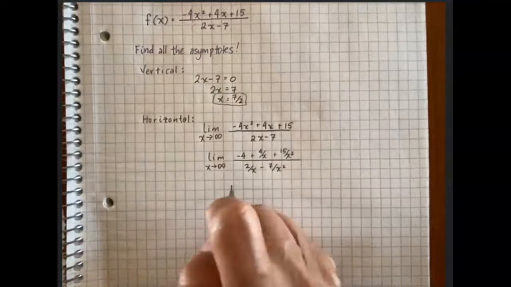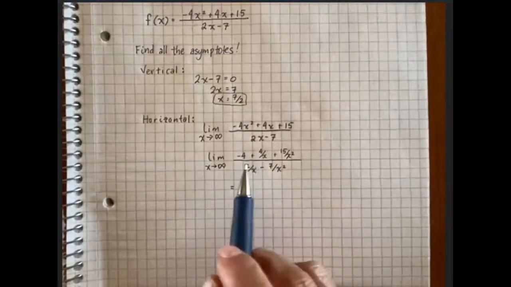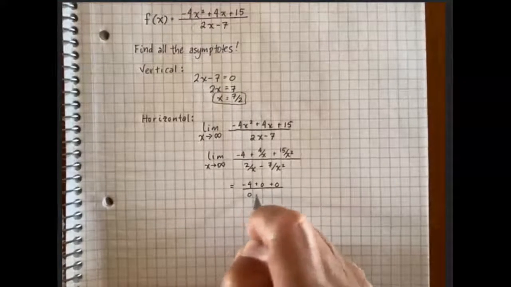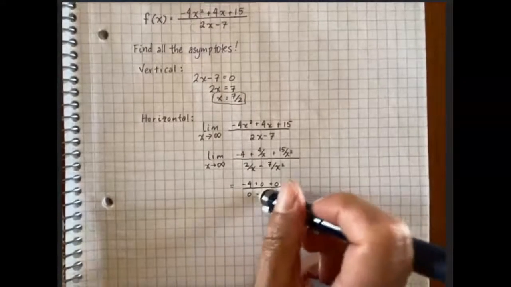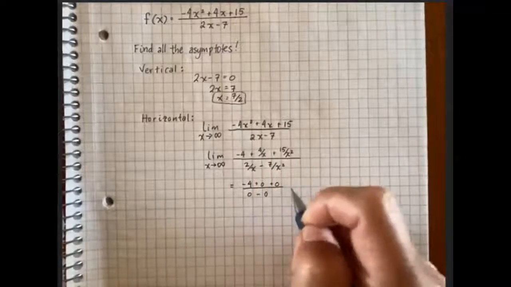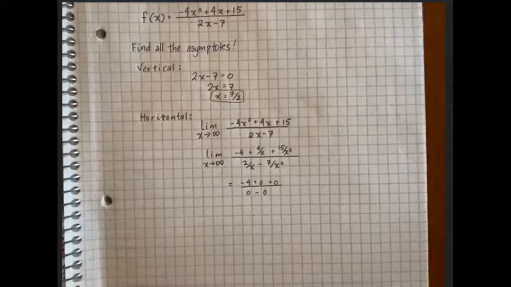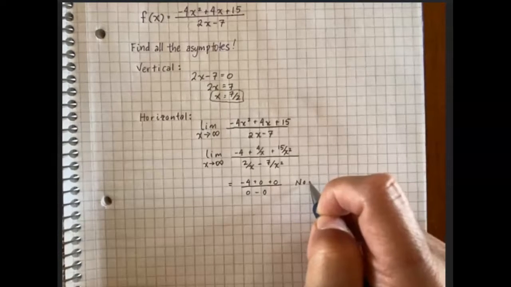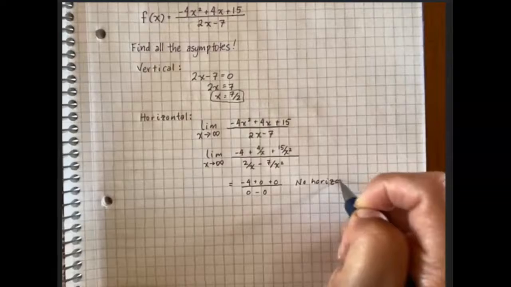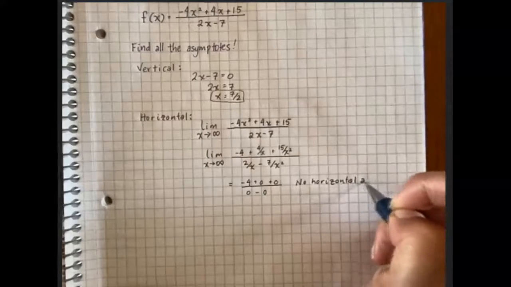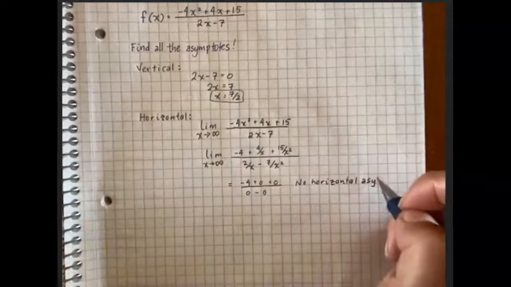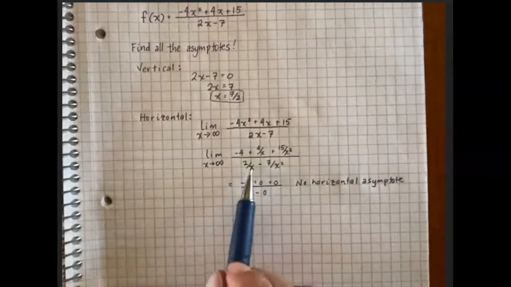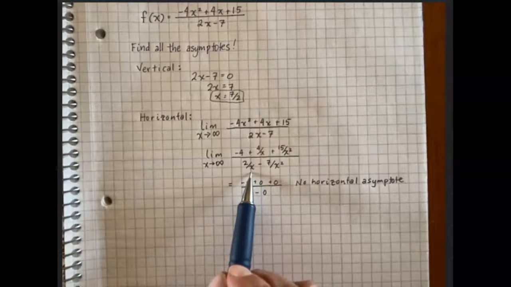So as we evaluate the limit, it is negative 4 plus 0 over 0 minus 0, which gives us a 0 in the denominator. So it does not exist. Okay, so there is no horizontal asymptote. We should check also where x approaches negative infinity, but it's the same thing. Where x approaches negative infinity, all these guys are going to go to 0. It doesn't change.